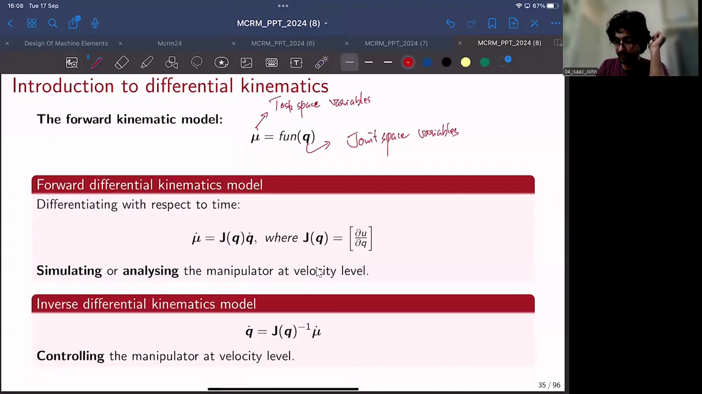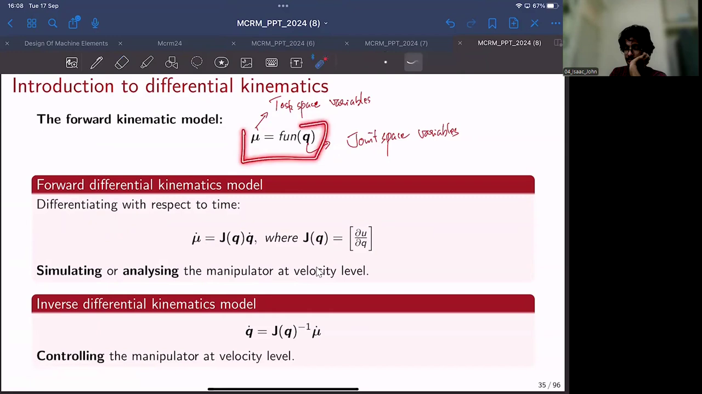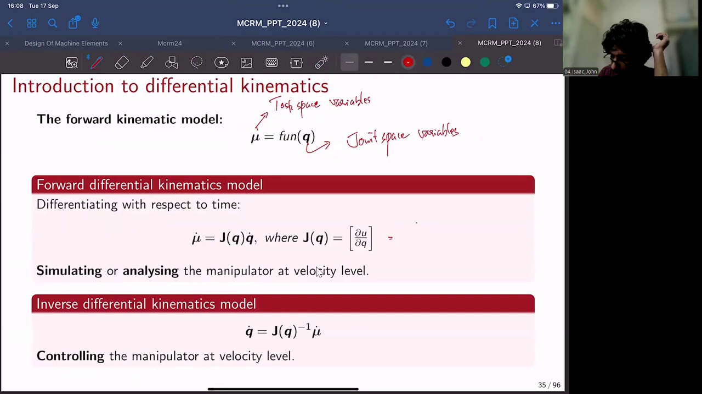And for velocity kinematics, we differentiate this expression with respect to time, which gives mu dot equal to J of Q multiplied by Q dot, where J of Q is the Jacobian of this constraint equation. If you expand it, it will look something like this: the partial derivative of the function vector with respect to Q1, plus the partial derivative with respect to Q2, and so on and so forth. So this function is also a vector function.